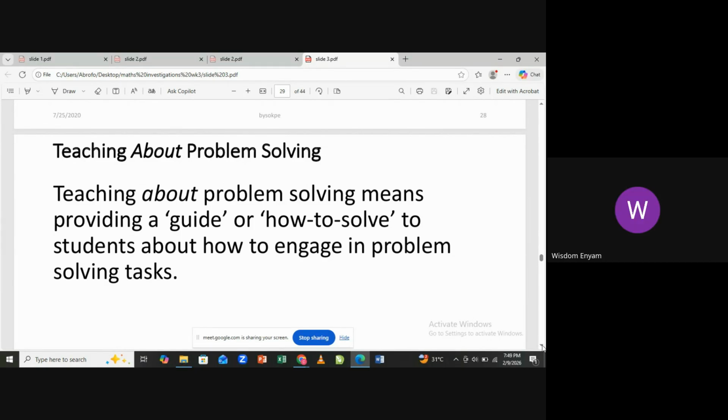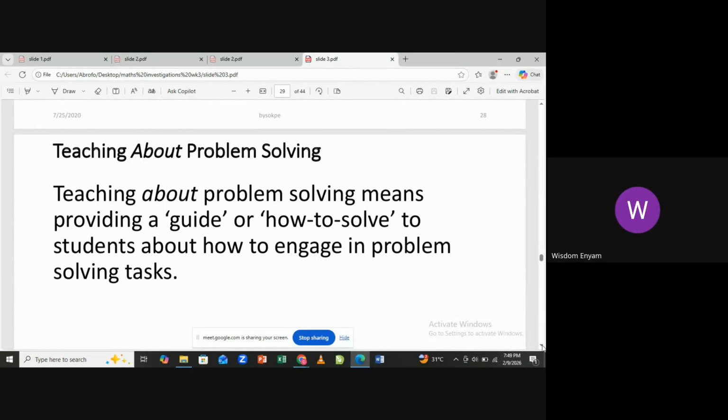Good. Sir, please, if the teacher is giving the student the formula and the patterns and all that, is that not a way of guiding the student? No, it's not guiding. Rather, the teacher should have guided the student to deduce the formula themselves.